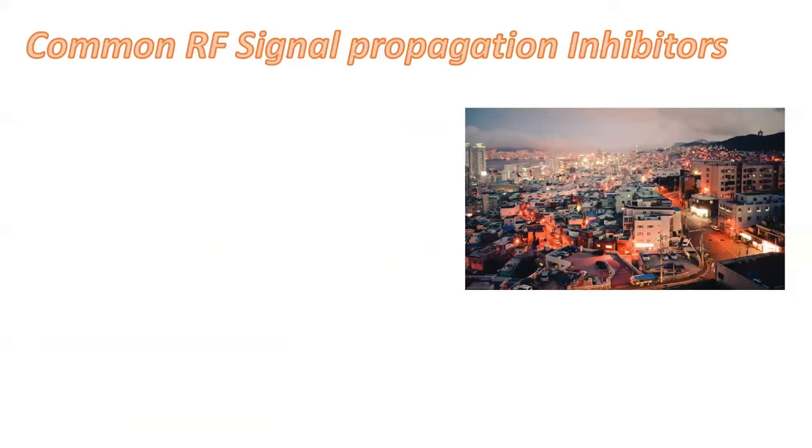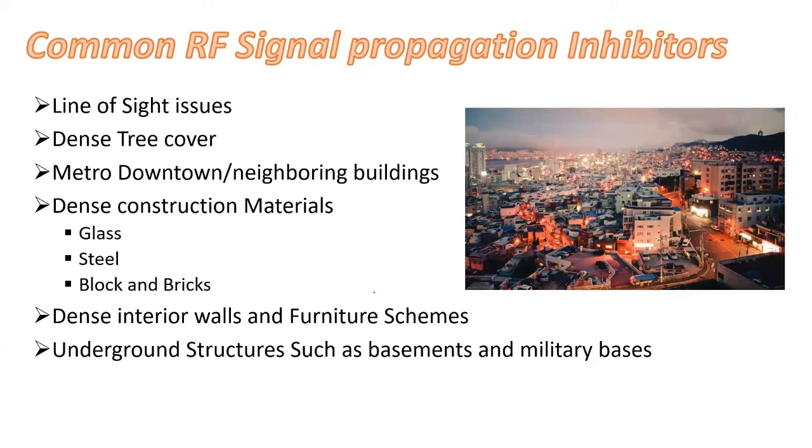So what are the common RF signal propagation inhibitors? Can you write some of the issues we face for wireless while signal travels from one place to another? Okay, thanks for the right answer. As you know, radio signals are electromagnetic waves that travel freely through the air, and they can be absorbed, refracted and diffracted by various materials. But after 9/11, we have stricter building codes for metallic qualities in glass and stronger steel supports in new buildings. So we may have issues related to line of sight and dense tree cover. We may have issues related to metro downtown and neighboring buildings, dense construction materials like glass, steel, blocks and bridges, and dense interior walls and furniture schemes. In addition to that, we have issues related to underground structures such as basements and military bases. So these are the common propagation inhibitors, right?